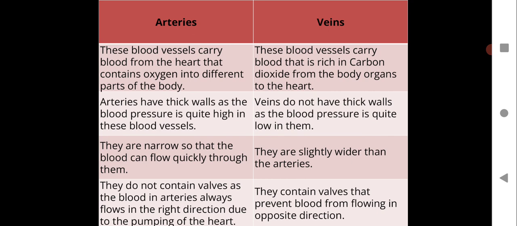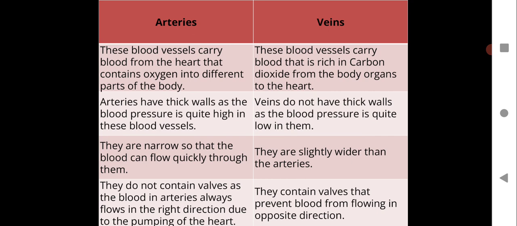Arteries have thick walls as the blood pressure is quite high in these blood vessels. Since the oxygenated blood has to be supplied to various parts of the body, they have thick walls to withstand that high blood pressure. Whereas veins do not have thick walls as the blood pressure is quite low in them. Arteries are narrow so that the blood can flow quickly through them, whereas veins are wider than the arteries.